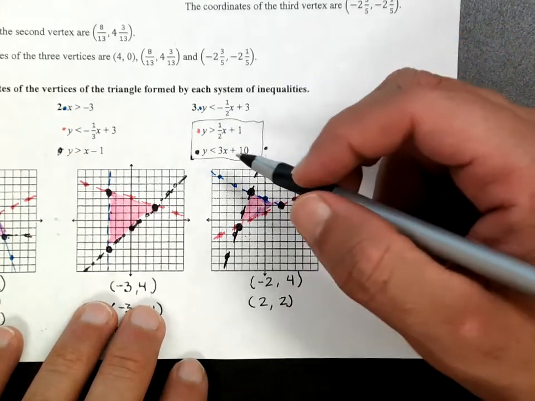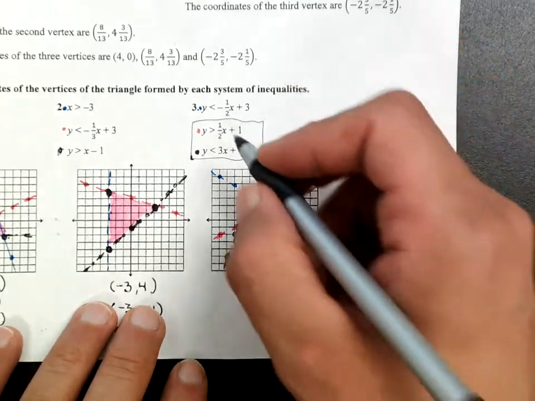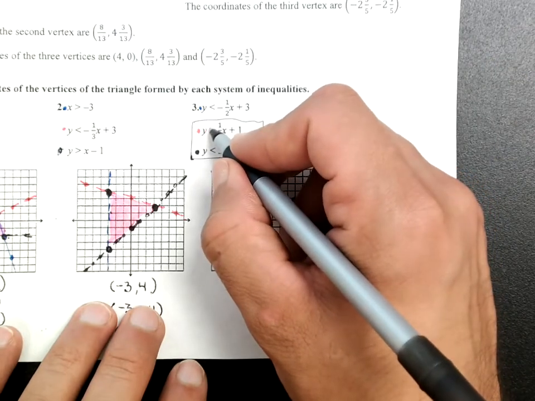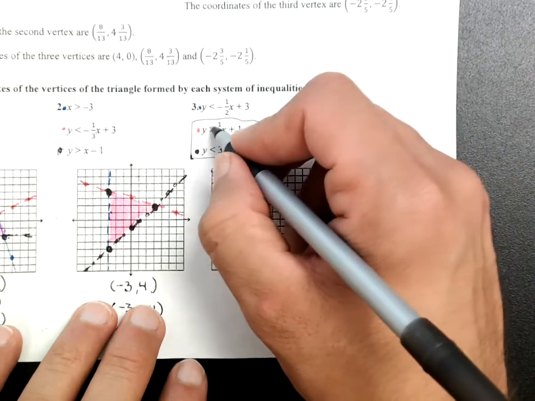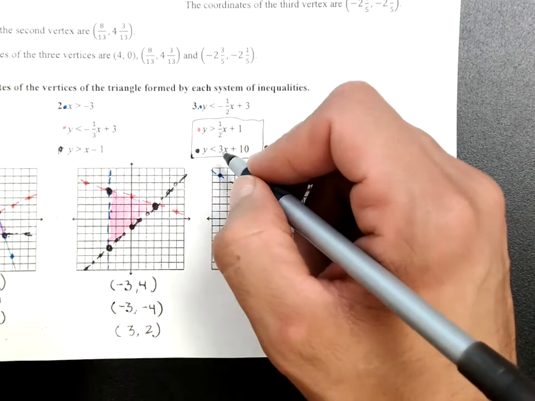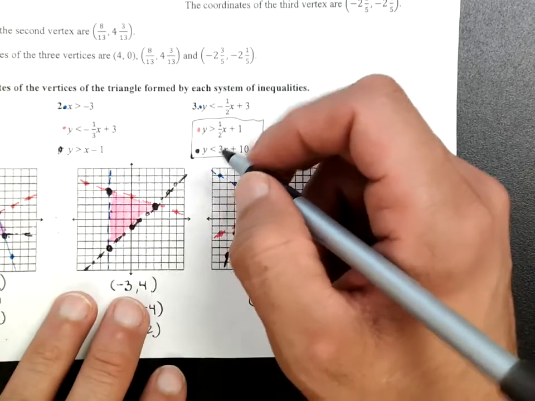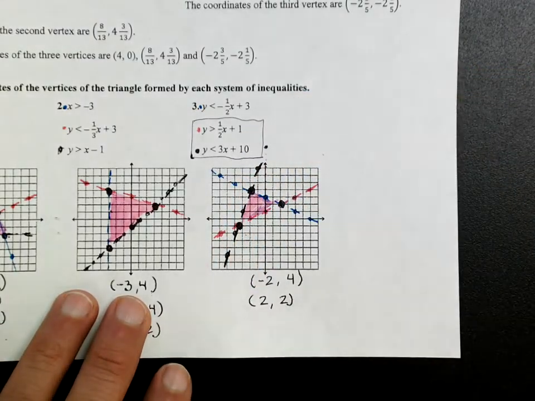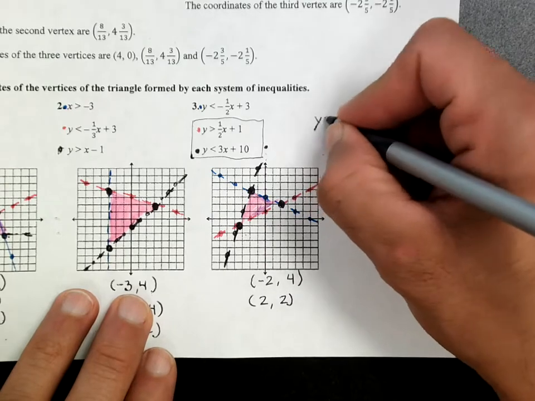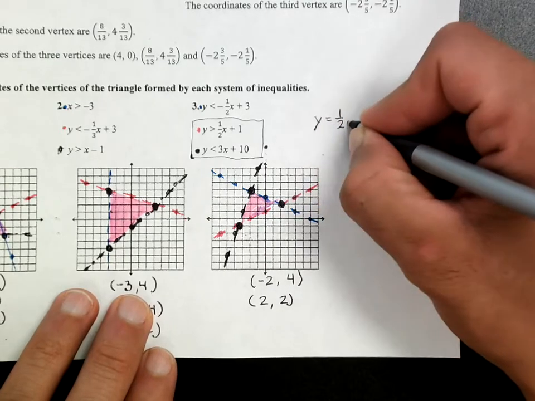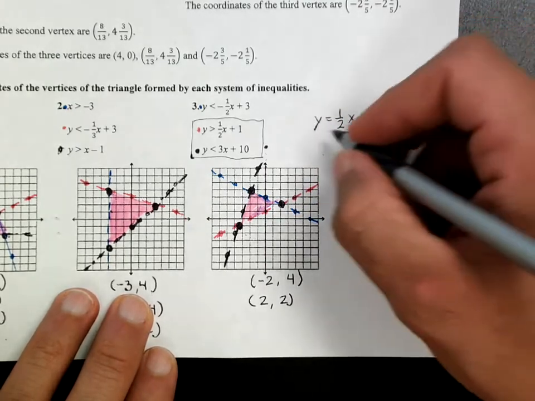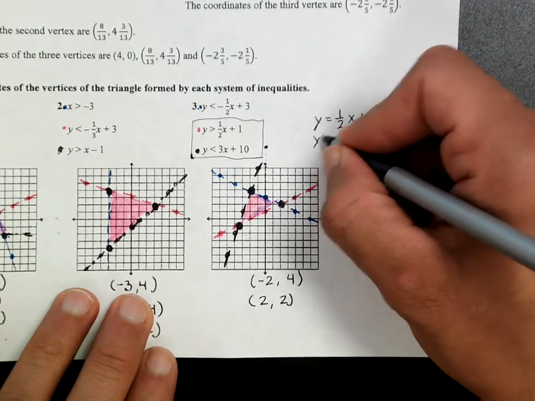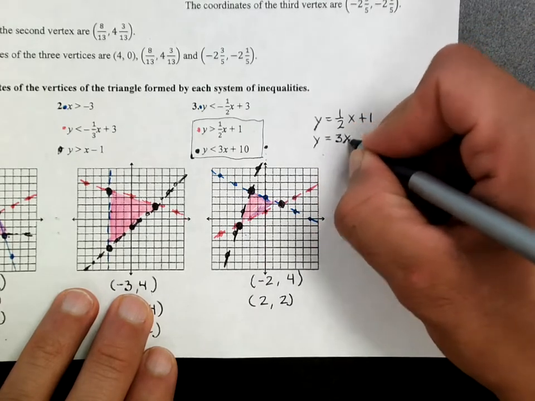In this case, first of all, I'm looking for the intersection of the lines. So really the less than or greater than don't matter. I'm just going to set them equal to each other. I'm going to write it as y is equal to 1/2 x plus 1, and this will be y is equal to 3x plus 10.